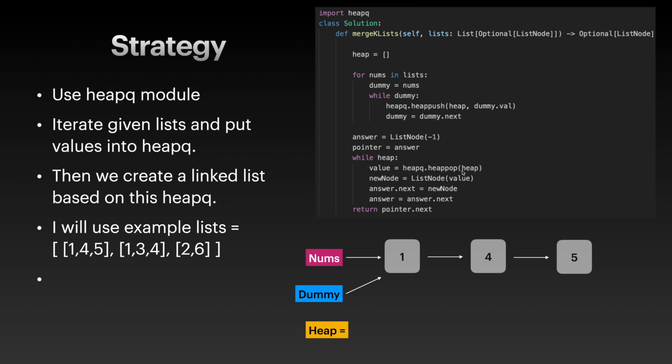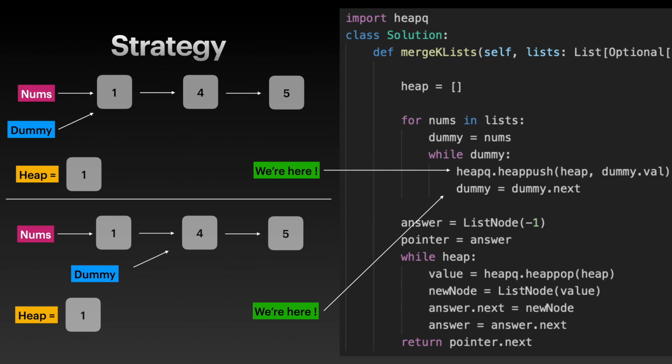So this is one iteration, and then we will have to construct a linked list. That's the second part. I will be using this example, 145. Each of these is a linked list, so we have a list of linked lists. And let's see how this works.